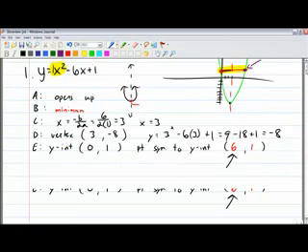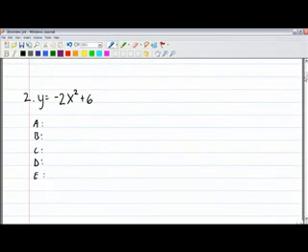Alright, question 2. This parabola opens down, and that's because of the negative 2 right here. Negative value in front of x squared says this opens down. So parabola that opens down, its vertex is going to be a maximum.